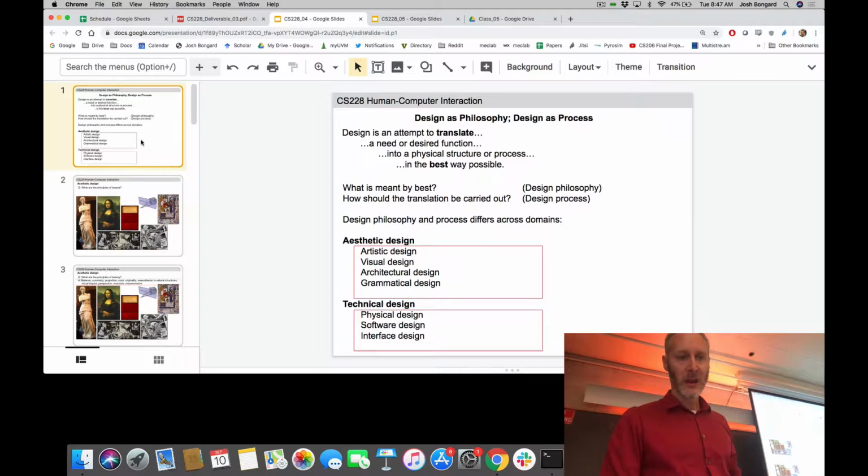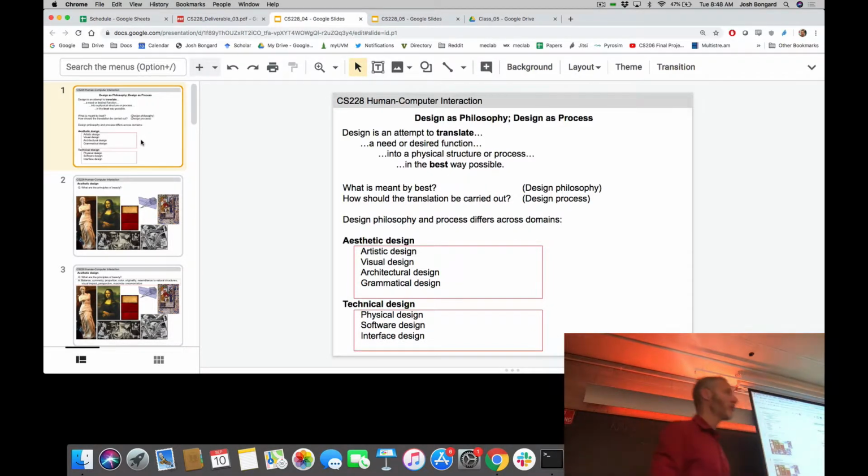Okay, so in this lecture we're going to talk about 4 different aspects of design: design philosophy, design process, design principles, and design parameters. Unfortunately, they all are design P something. So by the end of this lecture, make sure you can distinguish between these 4 different aspects of design.